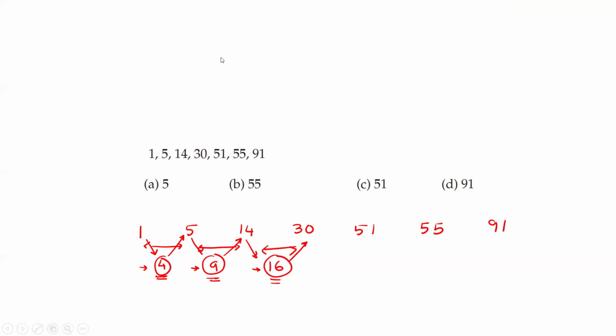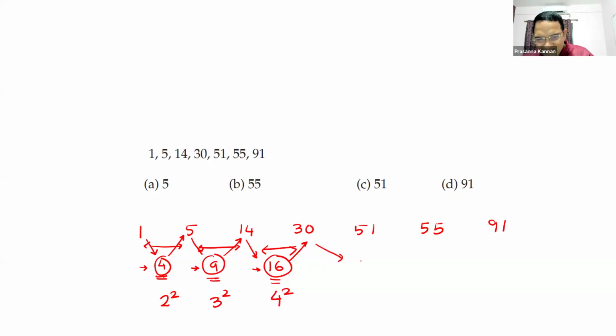All odd numbers? Square. Yes, Jivika. Very good, Jivika. Perfect. What is 2 square? 4. 3 square? 9. 4 square? 16. So the next one should be what? Next one should be 25, right? 5 square, right? Yes, sir.